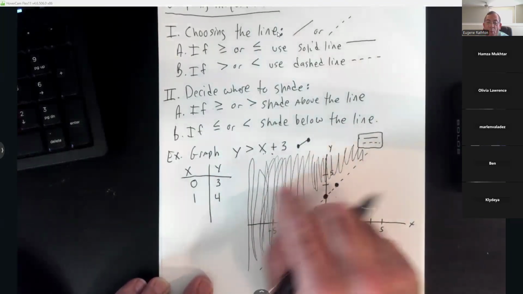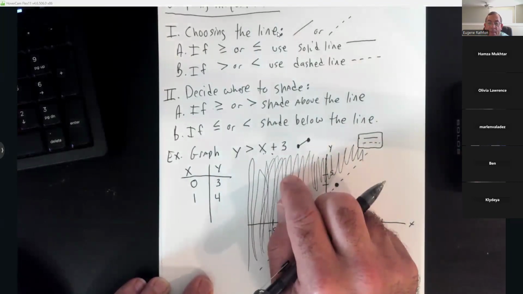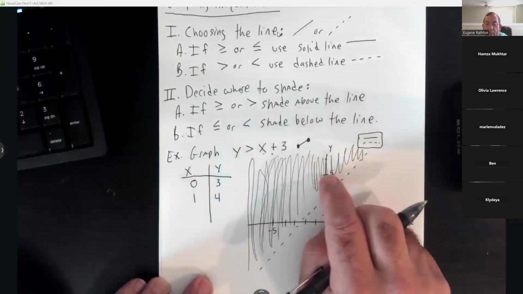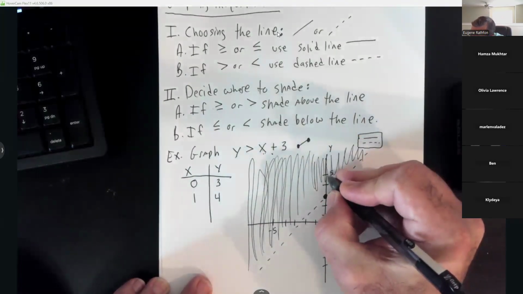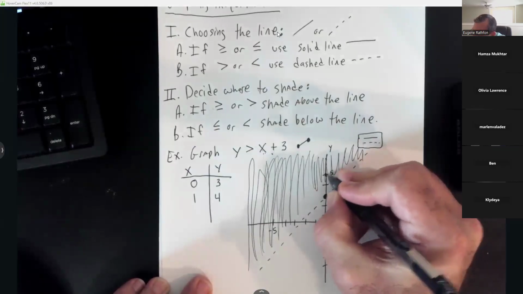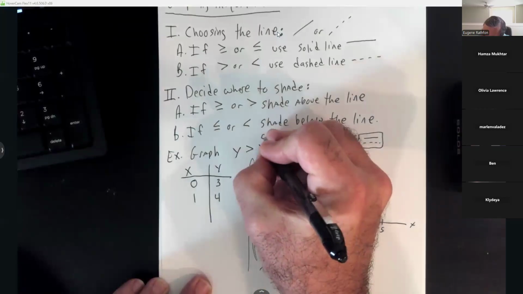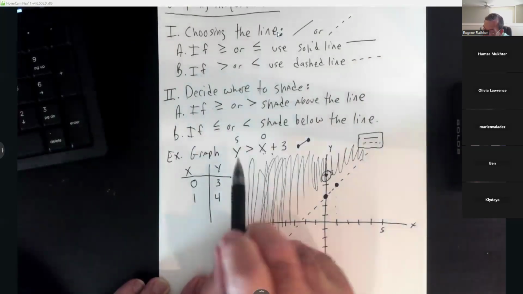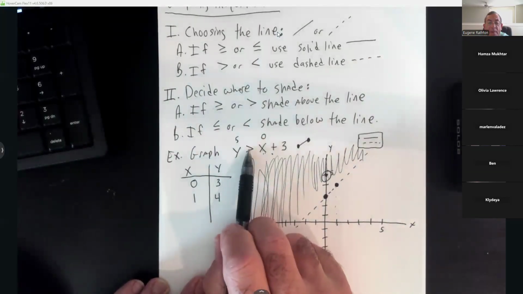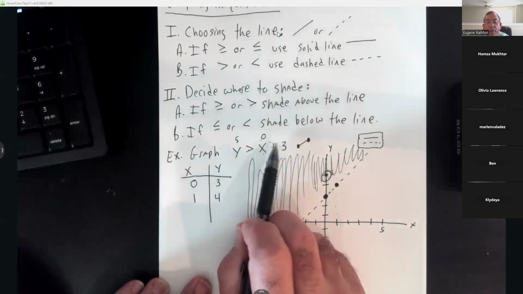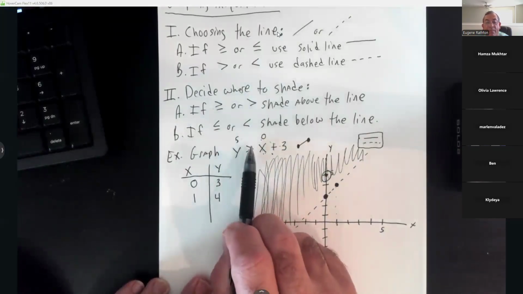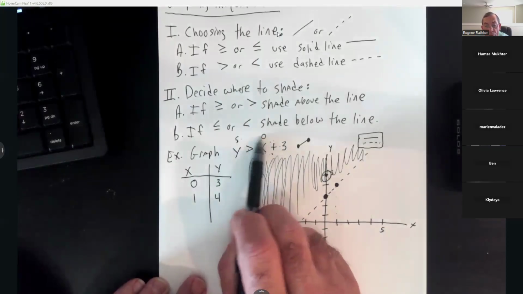So that means any point that I pick in here would make this true. Here's a point right here I could use just to test it. So this point is 0, 5. If I put a 0 in for the x and a 5 for the y, this would be 5 greater than 0 plus 3. Well, this is 3, so 5 greater than 3 is true.